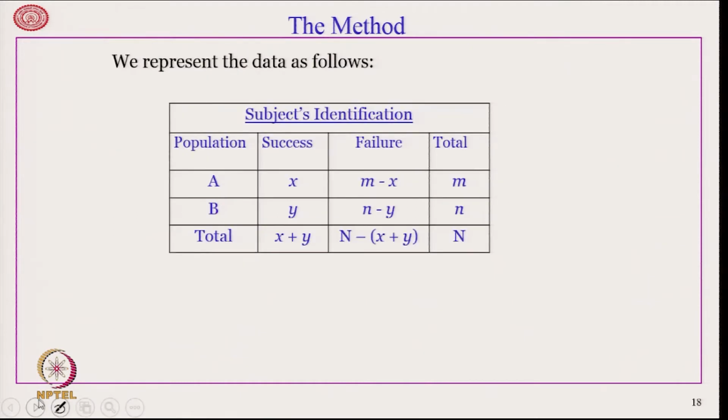So, what we are saying is that this data can be represented in a tabular form. There are, out of m trials, x successes and m minus x failures for the first population. Out of n trials there are y successes and n minus y failures for the second population. Therefore, in total we have x plus y successes and N minus (x plus y) failures, where capital N is small m plus small n, the total number of samples.